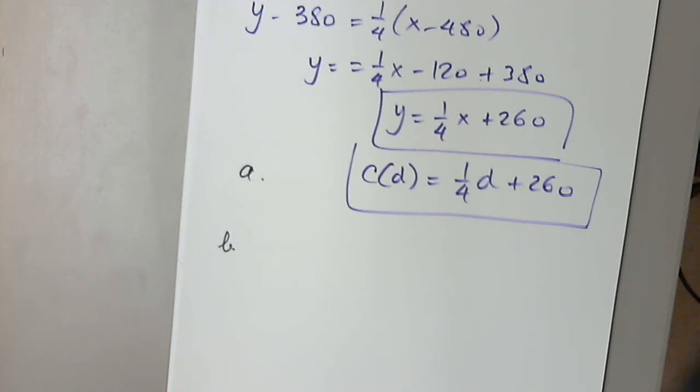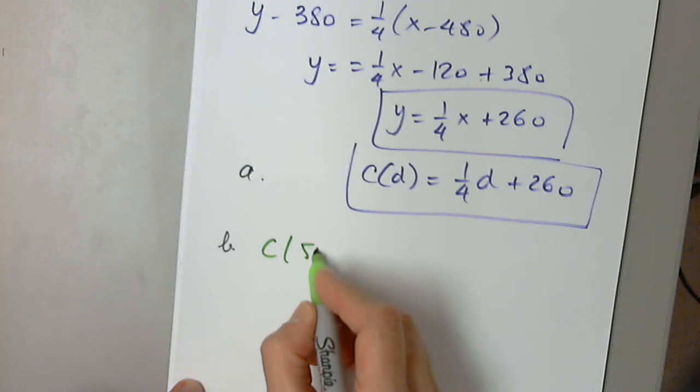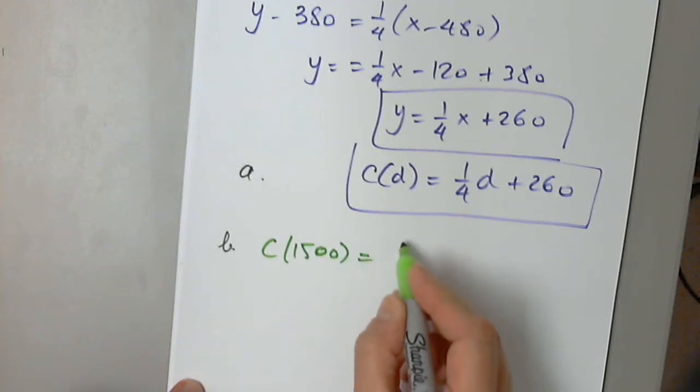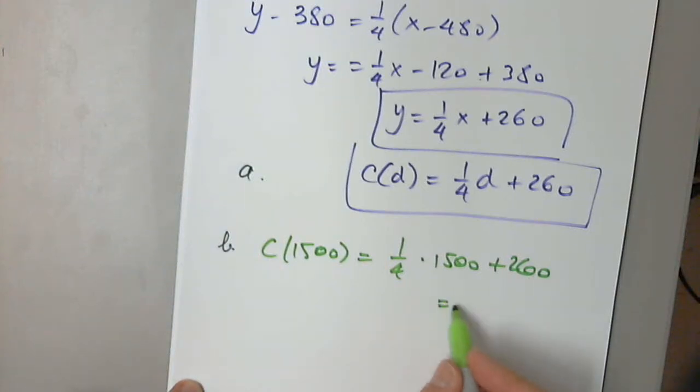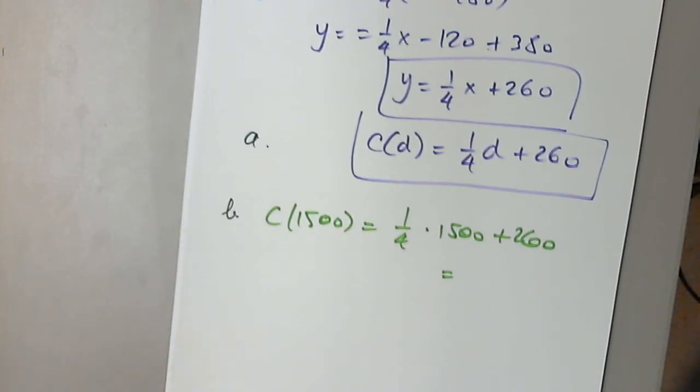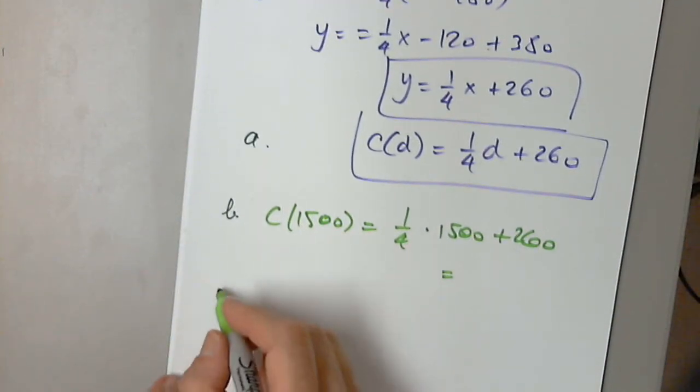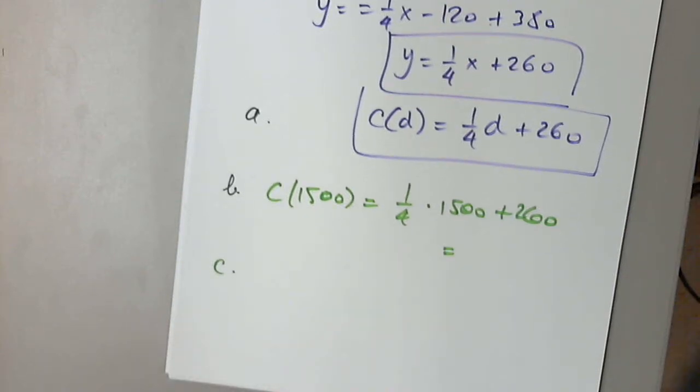That's it. C of 1,500 is 1/4 times 1500 plus 260. And give me that number when you're ready. In part C, we're asked to find the slope. We're asked to explain what the slope represents. This 1/4 dollars per mile. What does it represent?